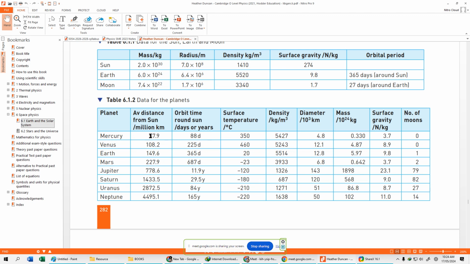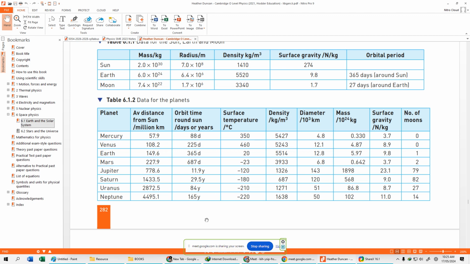Average distance from the sun. These are given data. Essentially these average distances should get bigger as you slowly go out, because Mercury is the closest one, Venus is a bit farther away, Earth is farther away, and so on, all the way to Neptune. You don't have to memorize these numbers, but if there is any discrepancy, you are supposed to know about it.